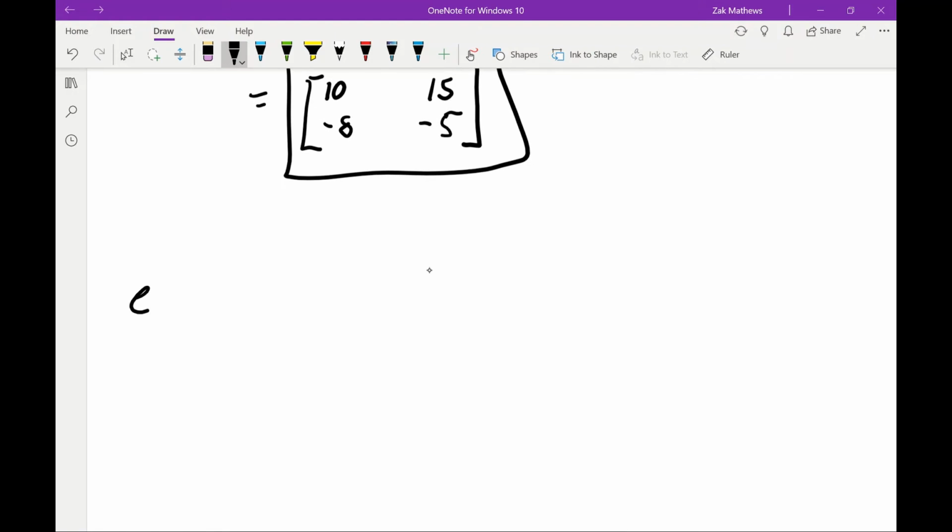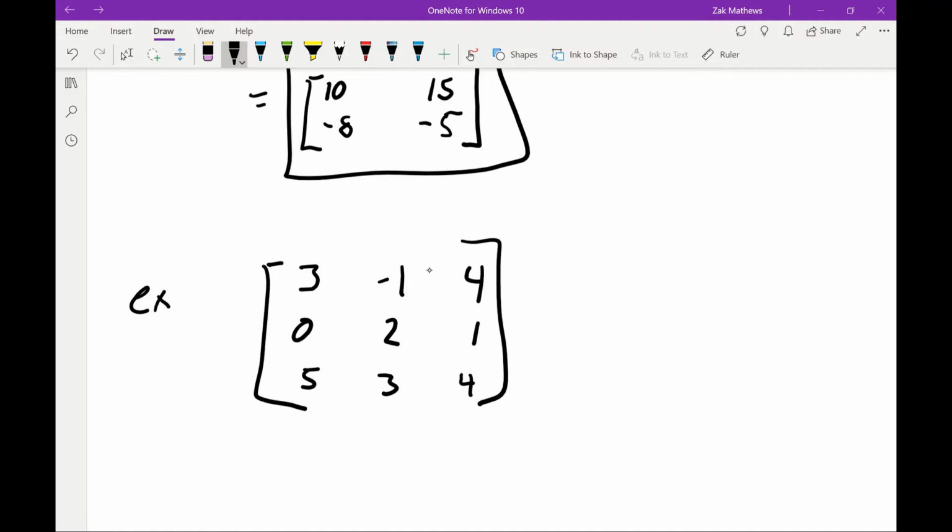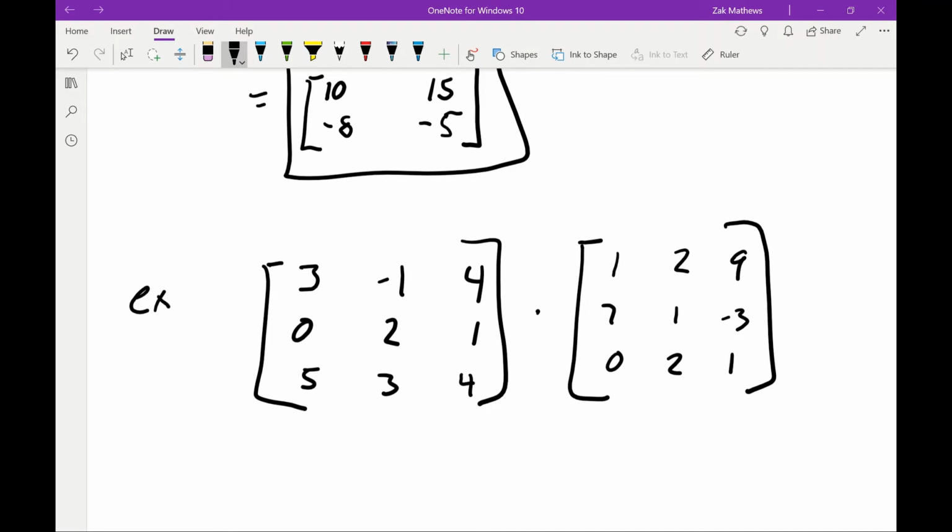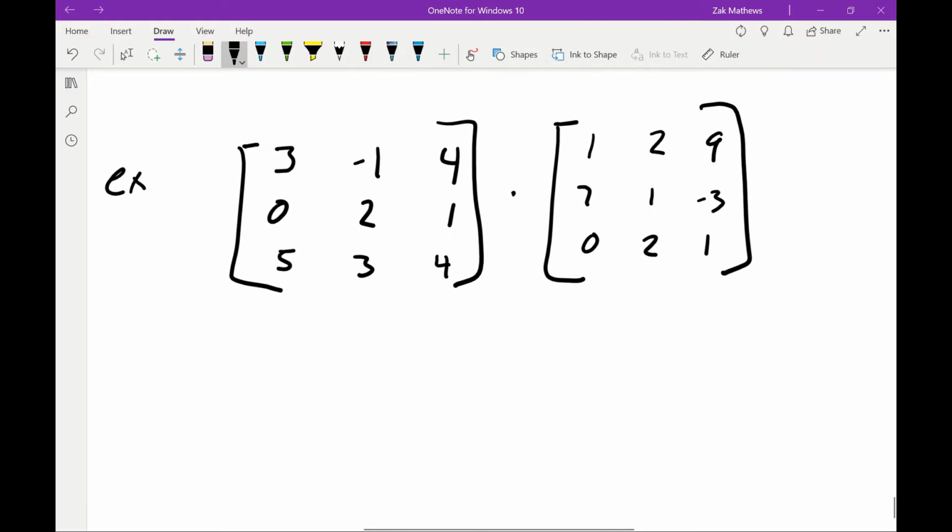Let's do another example. This one I'm going to make a 3 by 3. So my numbers are 3, negative 1, 4, 0, 2, 1, 5, 3, and 4. I'm going to multiply that by the matrix. We'll do 1, 2, 9, 7, 1, -3, 0, 2, and 1. And I'm just randomly choosing numbers. That's all I'm doing. I just want to do an example to see how this works.